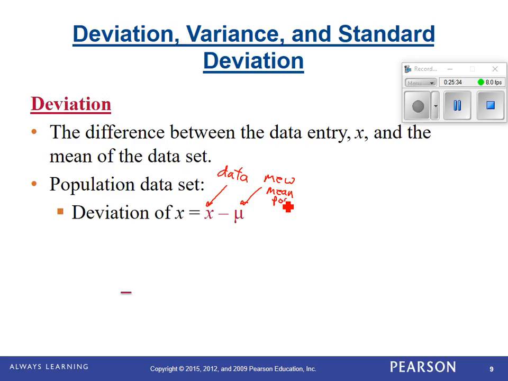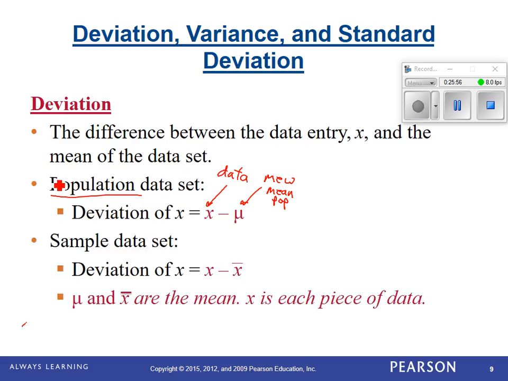What do you think the next line is going to say if this dealt with a sample? Does anybody remember the symbol for the sample mean? We just had it on the calculator a minute ago. This is the X with a line above it, X bar. So for a sample, it's X minus X bar. That will give you the deviation. Mu and X bar are the means. X is each piece of data.